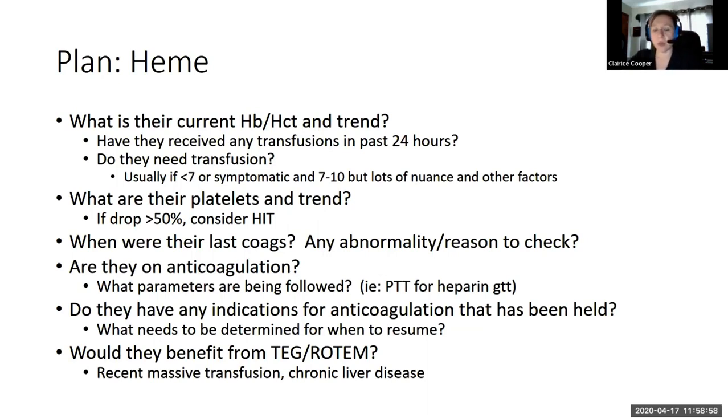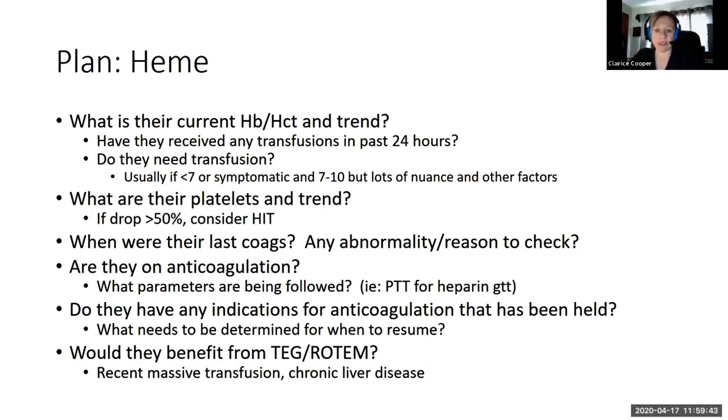Additionally, you want to look at their last coags. If their last coags were a few days ago, but there's no reason to expect them to be abnormal, then you don't necessarily need to repeat them. But again, if there's concerns about liver failure or multiple transfusions or any other reason to check, certain medications like Coumadin, then you want to make sure you have those. You want to look at whether they're on anticoagulation and what parameters are being followed, and whether they're therapeutic. So knowing that they're on a heparin drip doesn't do any good if you don't know that their PTT is therapeutic. And likewise, you also want to know if they have indications for anticoagulation that has been held.